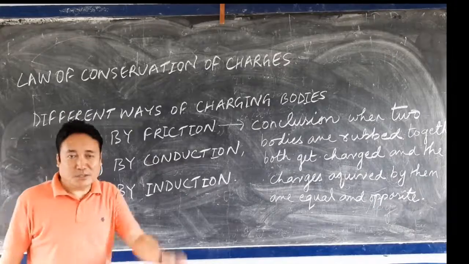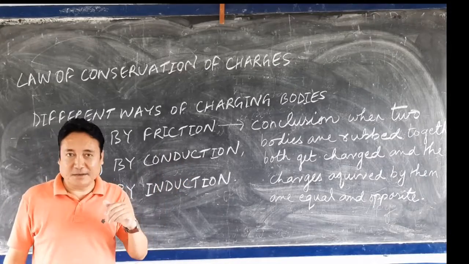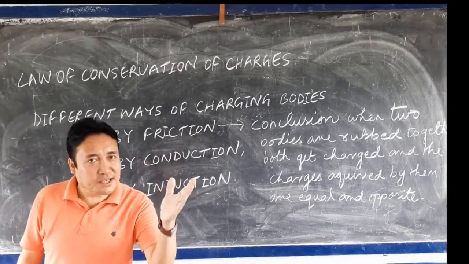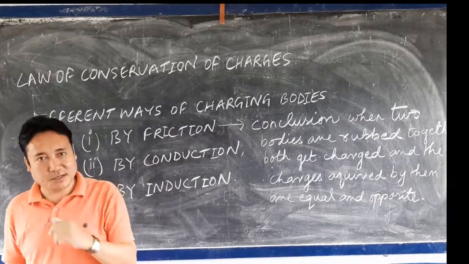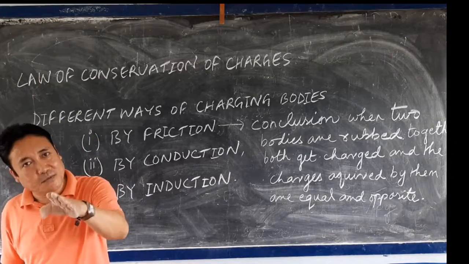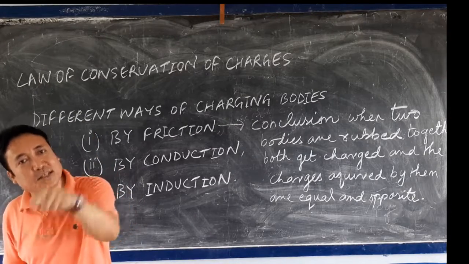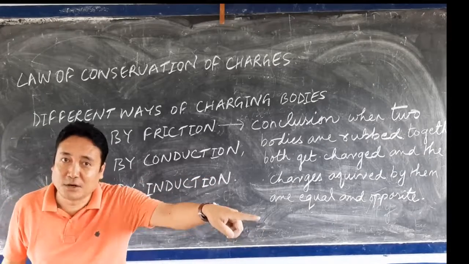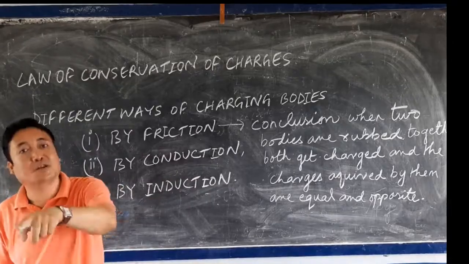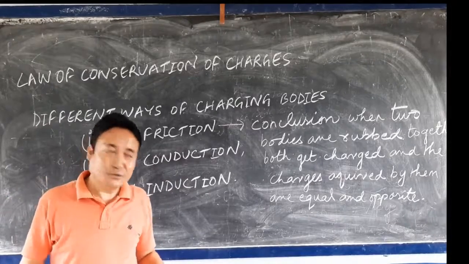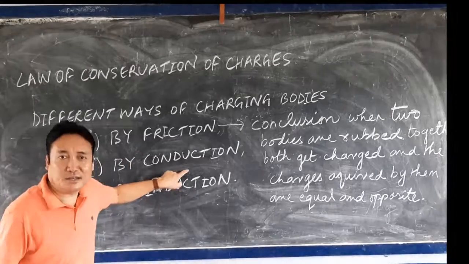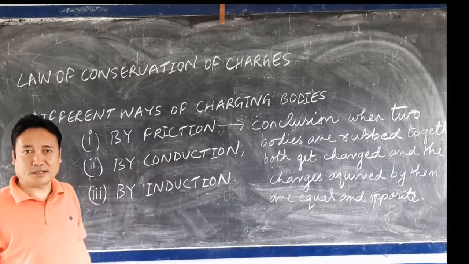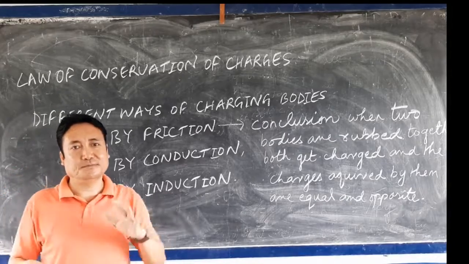Suppose you have taken an ebonite rod, a negatively charged body. You bring the negatively charged ebonite rod towards the uncharged body and just touch it. When you touch the ebonite rod to an uncharged body, the uncharged body will become charged, and the charge will be the same as that of the ebonite rod. So that uncharged body will also become negatively charged, which takes place through conduction. So in conduction you only have to touch the body, but in friction you have to rub it.